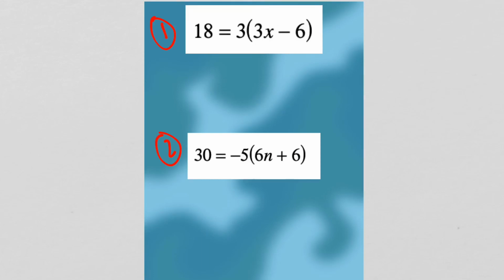Now you have these two problems to go ahead and try on your own. So work them out. The questions are going to pop up and ask you what you got for number 1 and then what you got for number 2.